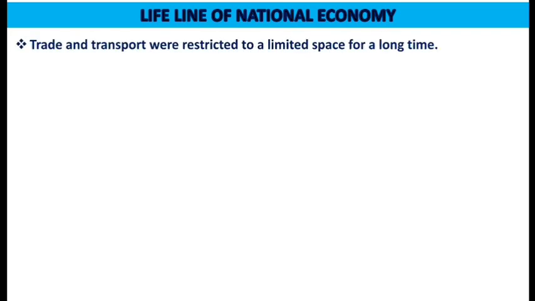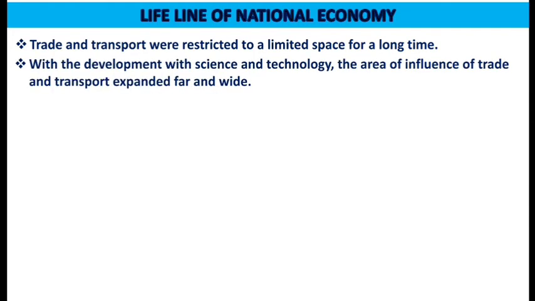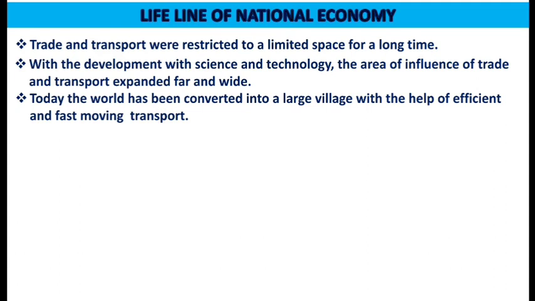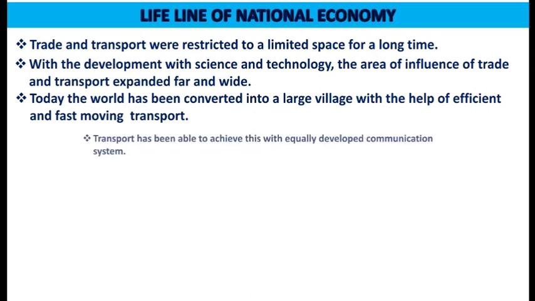Trade and transport were restricted to a limited space for a long time. But after the development of science and technology, the area of influence of trade and transport expanded far and wide. Today, the world has been converted into a large village with the help of efficient and fast moving transport. It means how we can reach from one place to another place of a village easily. Similarly, with the development of modern means of transport, one can reach from one country to another country easily and within a short time.